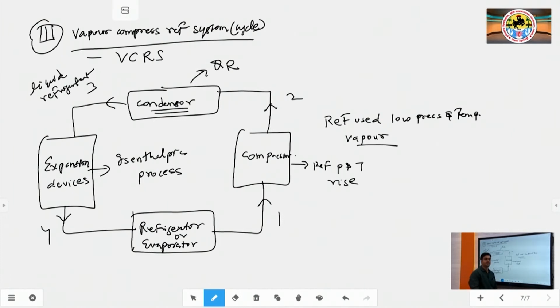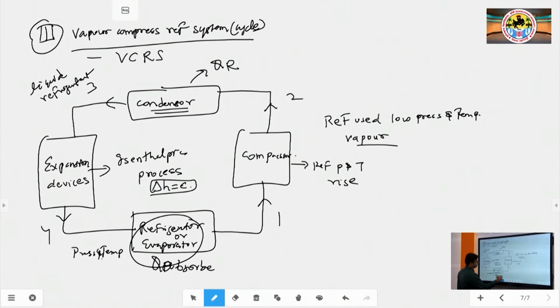Isenthalpic process is nothing but a constant enthalpy process, that is, delta H is equal to constant. The proper amount of refrigerant flow will occur, and it goes to the expansion device, and after the expansion device it goes to the refrigerator or evaporator at low pressure and temperature. The refrigeration effect will be produced, or heat is absorbed. Heat is absorbed, or the refrigeration effect will occur.